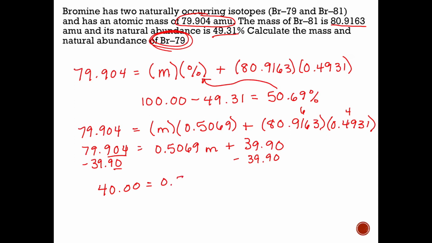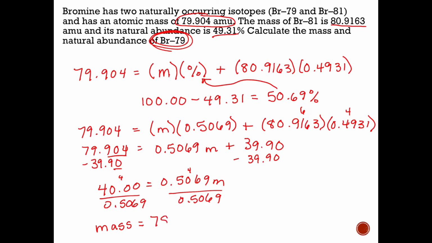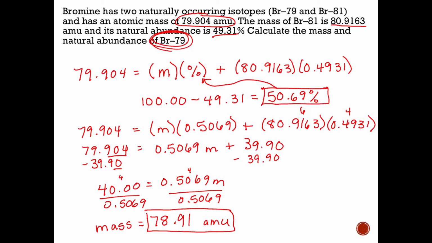So we're going to get 40.00 is equal to 0.5069 M, and then we're going to follow the multiplication division rule, which is fine because this has 4, this has 4, so our answer, when we divide both sides by 0.5069, is going to have 4 sig figs, so we're going to get that our mass is going to equal 78.91 AMUs. And the goal of this problem was to figure out the mass of bromine 79 and its percent abundance. So we have 2 different answers that are happening for this. So a little bit trickier, but still pretty manageable.